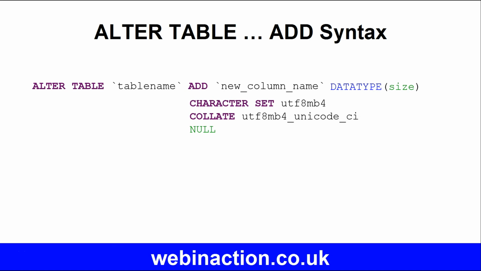So that's how to add a column to an existing table. In the next, very short lesson, we'll see how to alter the data type for an existing column.